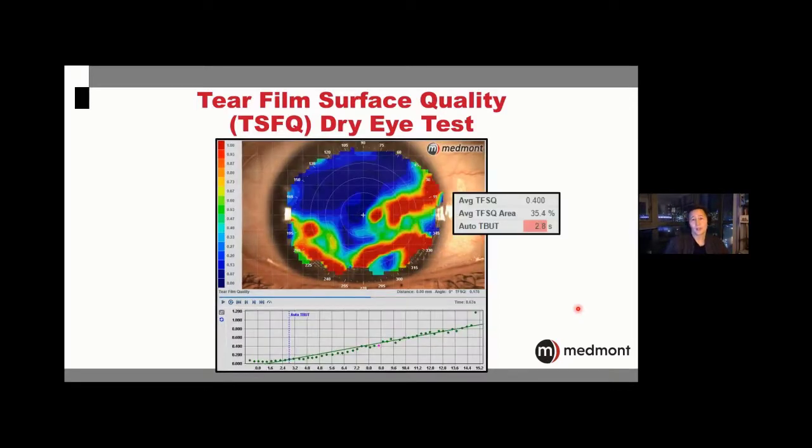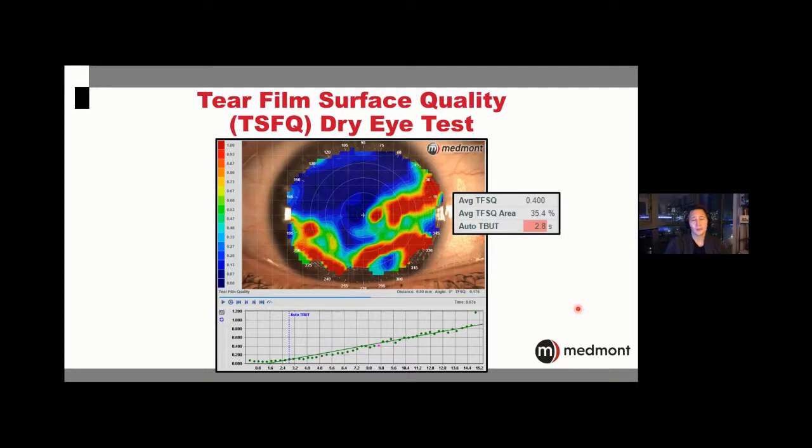So here we're able to see, without any dye, without any invasive method, that our average tear film surface quality score is about 0.4. It's a little bit on the high side. We can see that 35% of the surface area is in breakup. We can see that we have a tear film breakup time at 2.8 seconds. And that last one is the big one. At what point do we get the tear film breakup time?